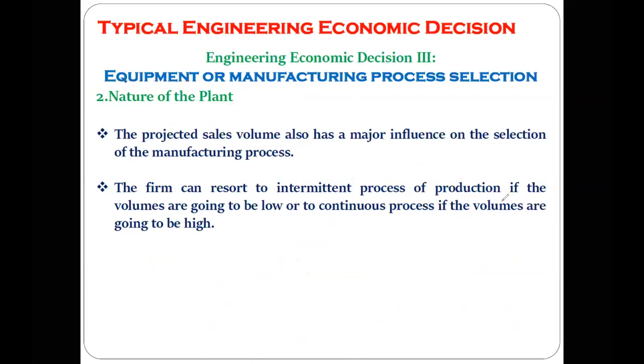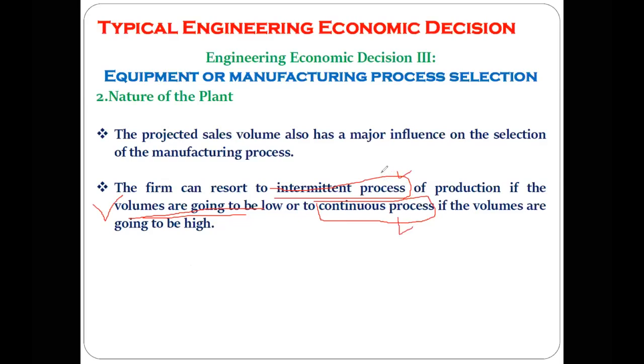Yes, sir. So the same thing I have mentioned here also in the form of the volumes. If the volumes are going to be low, then which kind of machinery will be required? You will require the intermittent process machinery, or you will require the continuous process machinery. If volume is going to be low, then which machinery will be required? Intermittent process machinery or the continuous process?